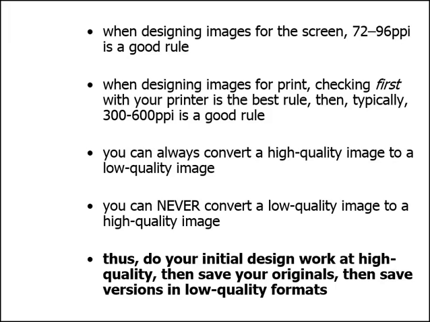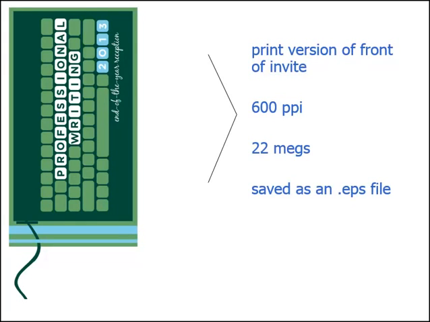So here's a quick example. This is the print design front of an invite I created last year. It was set to print at 9 inches by 4 inches. This is the version I sent to the printer after I added more text at the bottom, including details of the event. But this image file itself was created and saved at 300 dots per inch, which made it a 22 meg file. I saved it as an EPS file because I created it in Illustrator.